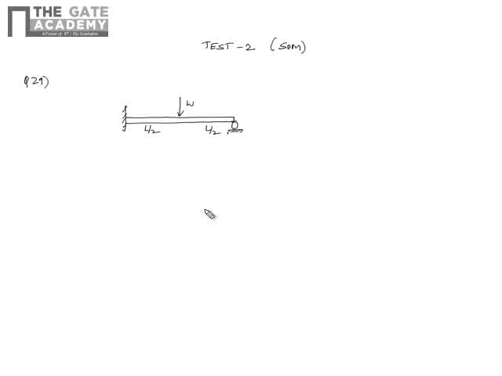Now before this, let's revise the formulas. For a cantilever beam, there are two things which you need to remember. One is when you apply a load somewhere in between, say this is L1 and this is L2. Instead of this complicated case, let's take a simple case, because then we'll come back to our original problem.